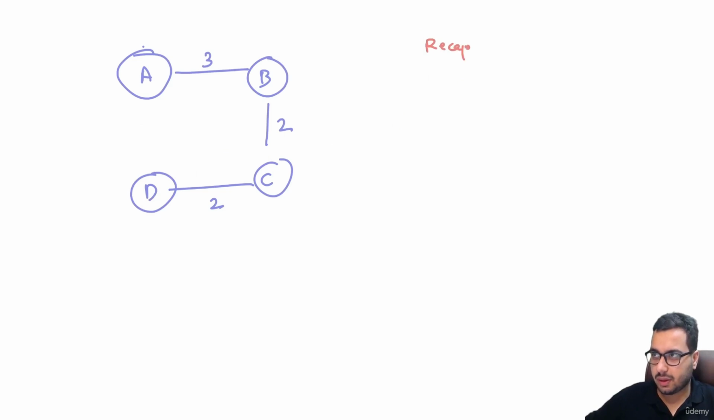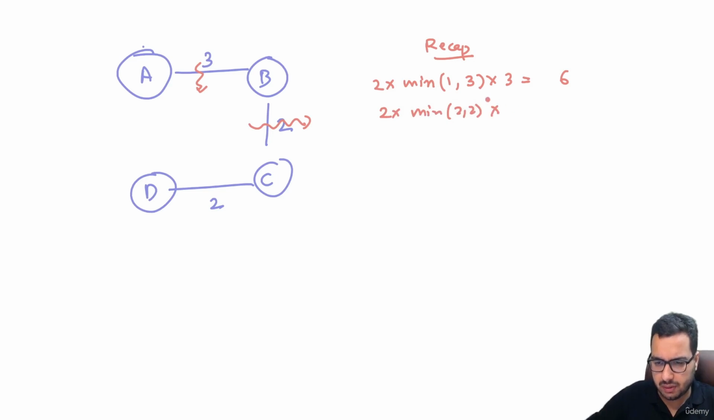Let us recap what we were doing. We said we will try to break between this edge. So we will figure out how many people will travel through this edge. It would be the minimum of, on the left side there is one person, on the right side there are three persons, twice of it multiplied with the weight of the edge. So it would be 2 into 1 into 3, that is 6. We said we will try to break it for this edge. Then there are two persons in this part and two persons in this part, it would be twice the minimum of 2 and 2 multiplied with the edge weight, that is 2. So it would be 2 into 2, 4 into 2, 8 units.